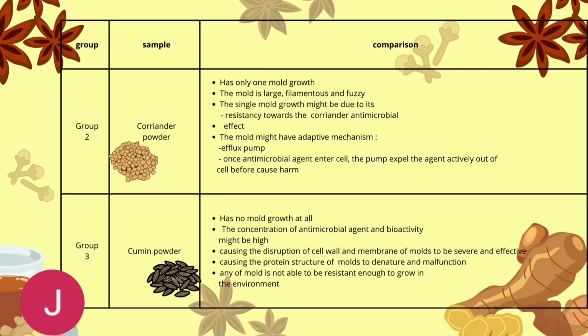Group 2, which uses coriander seed, has only one mold growth, and the single mold is large, filamentous, and fuzzy. The single mold growth might occur due to its resistance towards the coriander antimicrobial effect, and the single mold might have an adaptive mechanism such as an efflux pump, as once the antimicrobial agent enters the cell, the pump will actively expel the agent out of the cell before it causes harm.